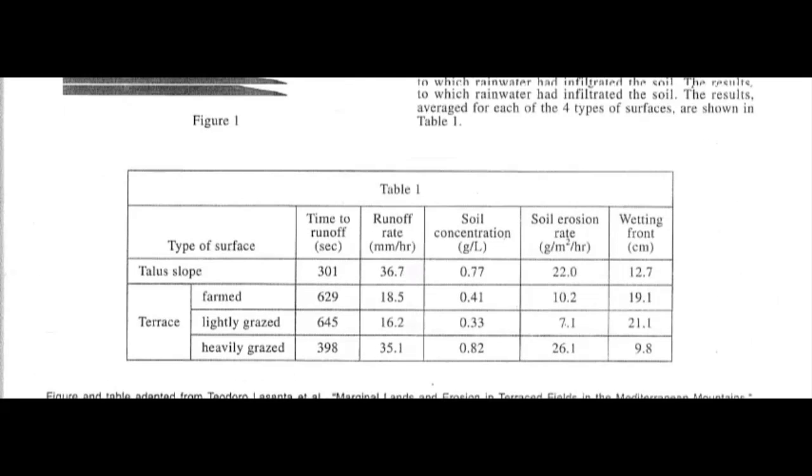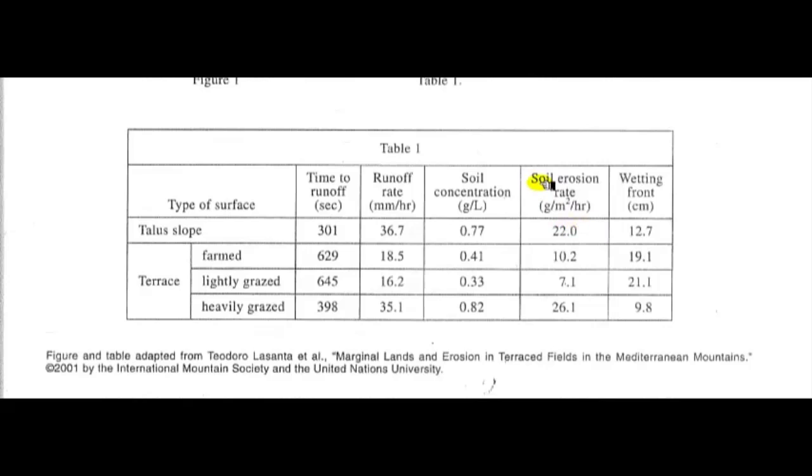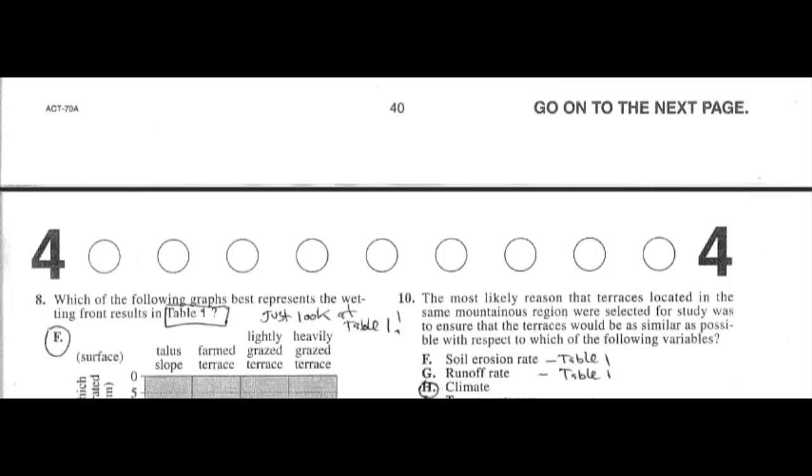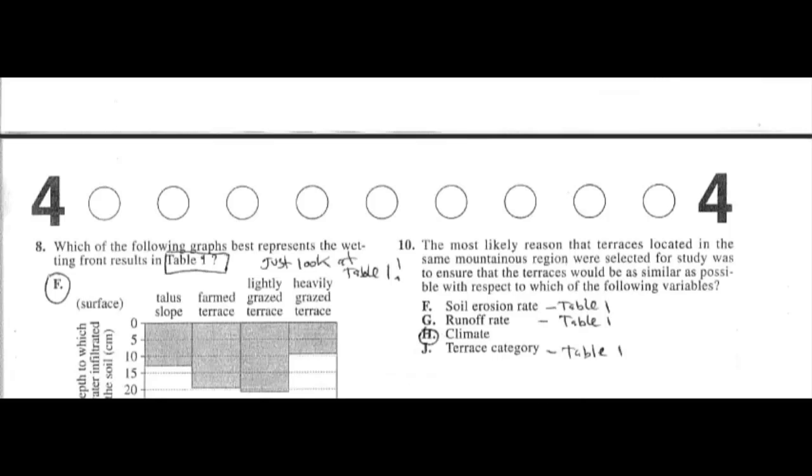First of all, F. Is F a control variable? Well, soil erosion rate we saw in this column here, and here is the soil erosion rate. Is that similar? 22 to 7? No, that is definitely not similar, and therefore answer choice F can be crossed out right away.